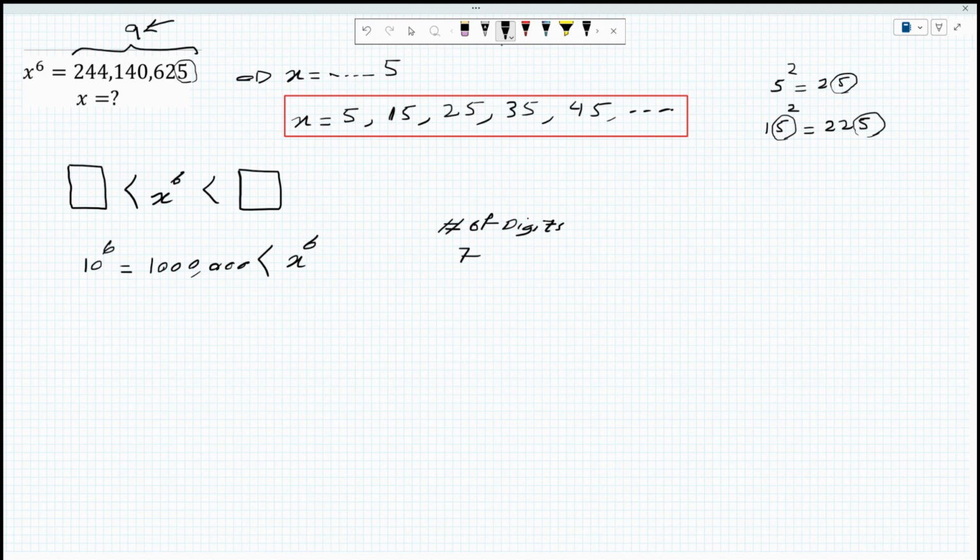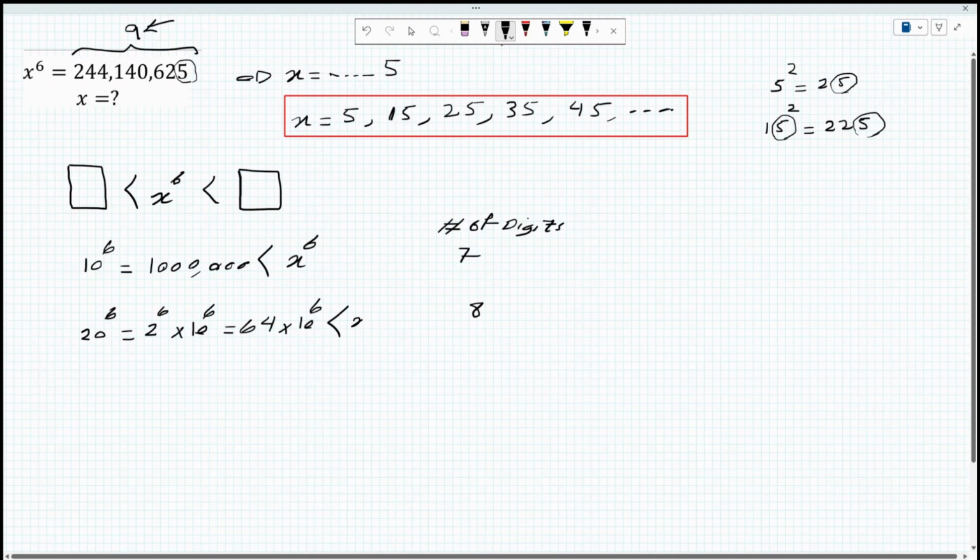x to the power of 6. Let's try a bigger number, 20 to the power of 6. 20 to the power of 6 is equal to 2 to the power of 6 multiplied by 10 to the power of 6. 2 to the power of 6 is 64 multiplied by 10 to the power of 6, and this is 8 digits, which is still less than x to the power of 6, because that one is 9 digits.